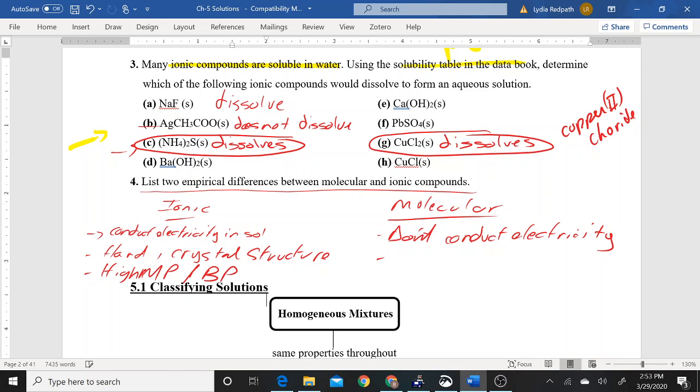And then we look at our molecular compounds. Well, they could be solid, liquid, or gas at room temperature, which means typically lower melting points and boiling points than our ionic compounds. A lot of times we see them as being soft. They don't conduct electricity. I think that's probably a pretty good start with those, just kind of remembering the two. So, a couple of ideas.